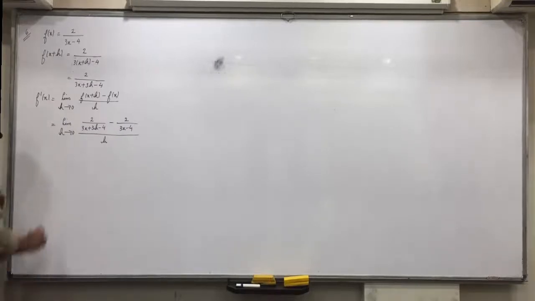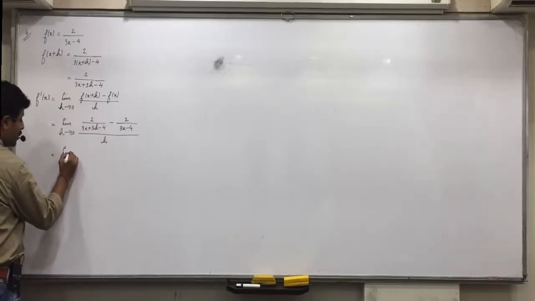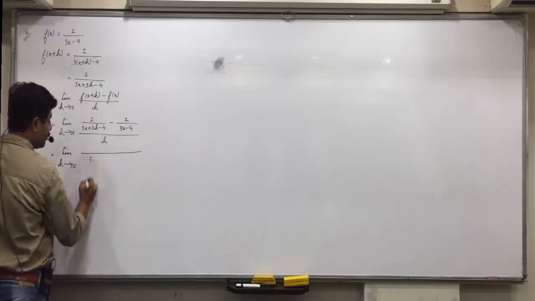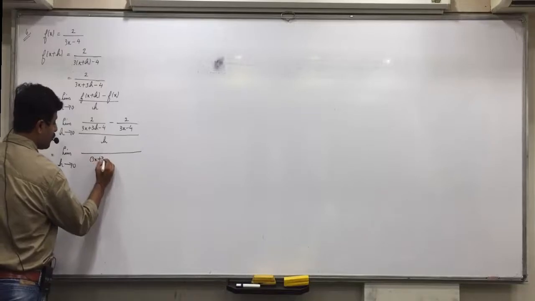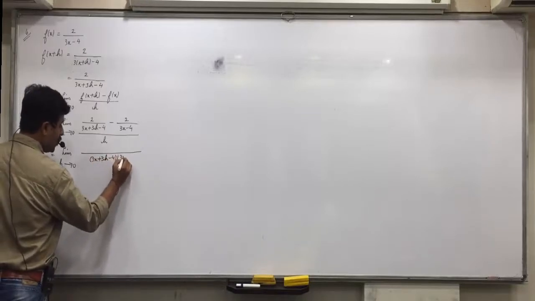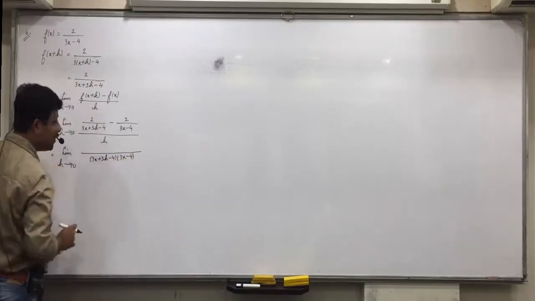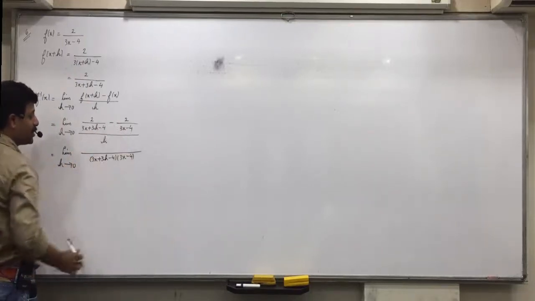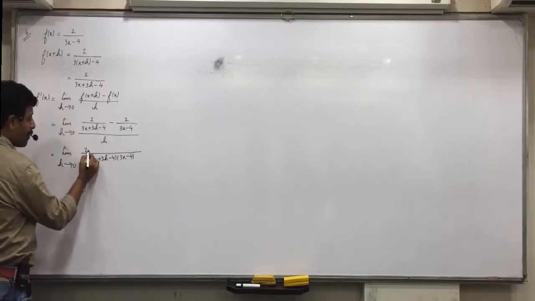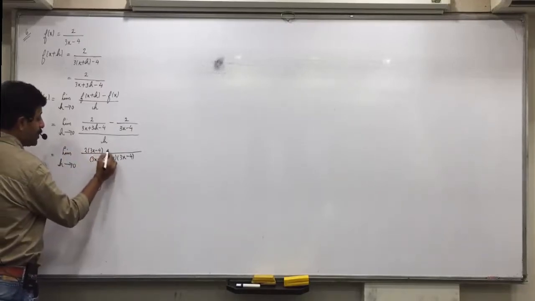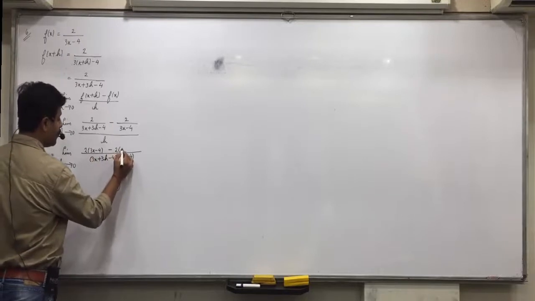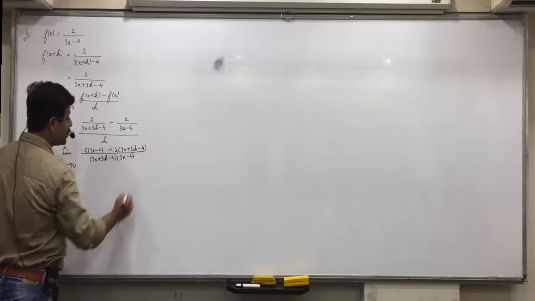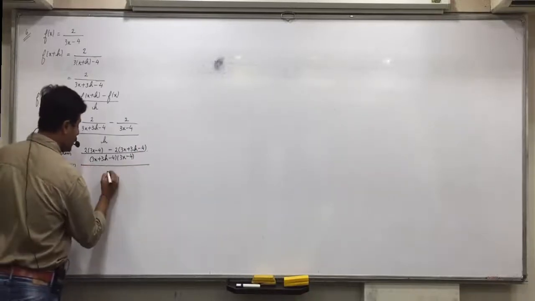Limit h tends to 0. First of all, in the numerator, what will be the LCM? 3x plus 3h minus 4 into 3x minus 4. Okay, 3x minus 4 is not common. In between, plus 3h is also there. So 3x plus 3h minus 4 into 3x minus 4. Now, 2 into 3x minus 4 minus 2 into 3x plus 3h minus 4, whole divided by h.